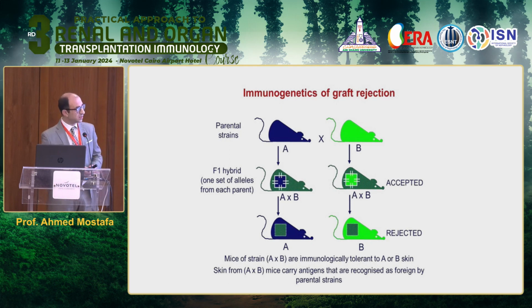He took a mouse A and mated it to another mouse B, and the offspring is A and B, so they carry the genes from both parents. When they transplanted the skin from the parent to the offspring, the graft was accepted, but it was rejected the other way, when they put it from the offspring back to the parents, because now the parents will look at B as a mismatched antigen and it will cause rejection.